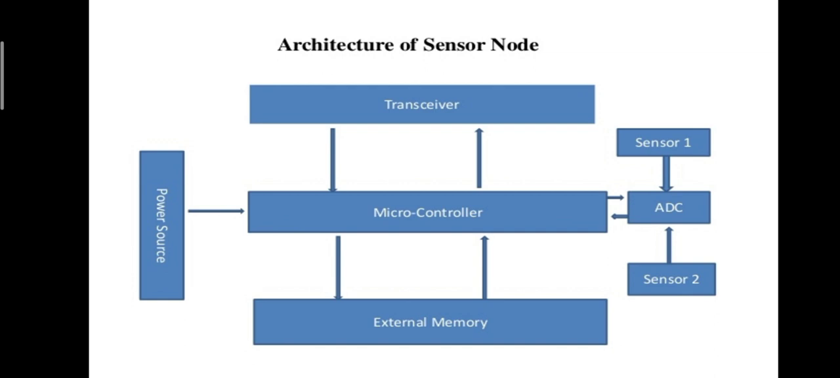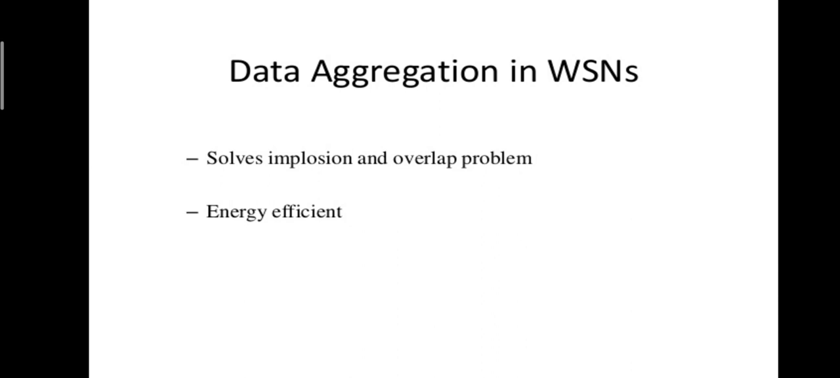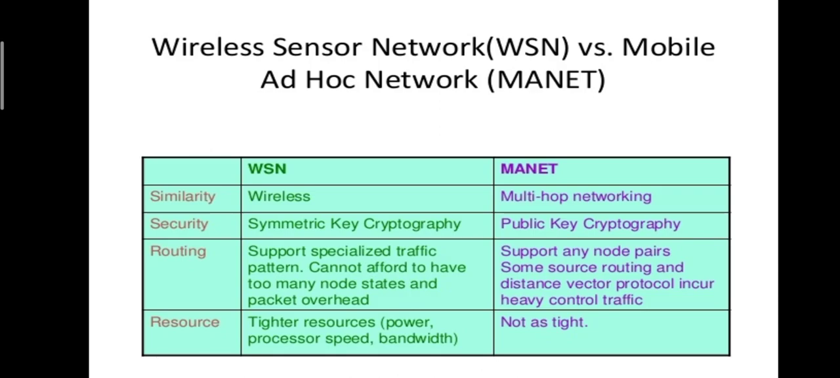Architecture of sensor nodes. The power source gives the power to the microcontroller which transfers the data to the ADC. In ADC, it receives the microcontroller's instructions and gets the data from the sensor nodes and converts the analog signal to the digital signal, and it gives back to the microcontroller which is further passed to the transceiver and external memory for storage. Data aggregation in WSN solves implosion and overlapping problems and is energy efficient.